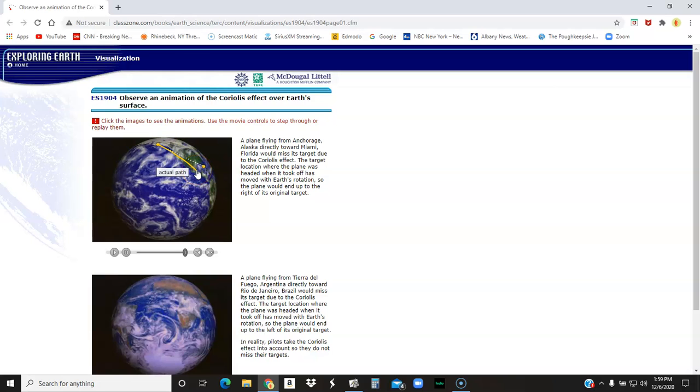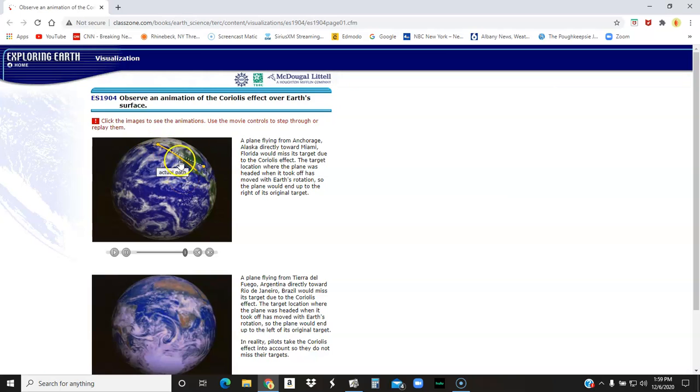I call that the stage effect, right? Let's say you're in the audience and you're looking at someone on the stage, if they walk to their right, it looks like it went to the audience's left. So same idea, I call it stage effect. So anyway, this missed to the right in the northern hemisphere.